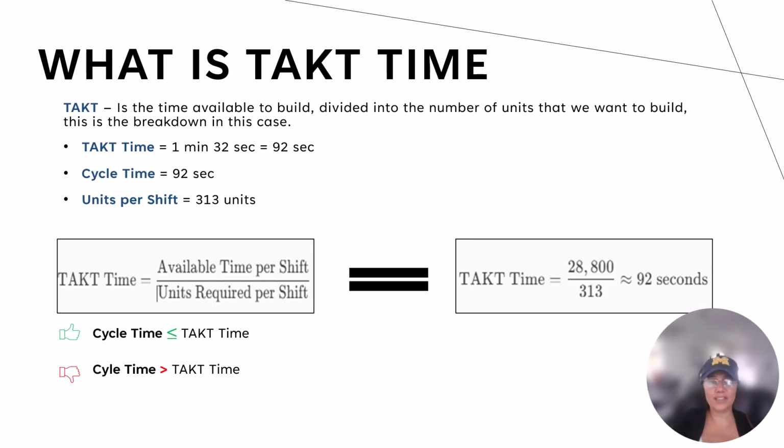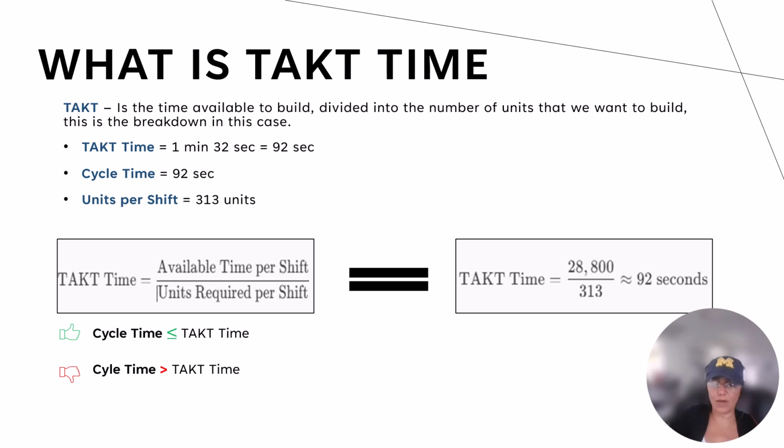All right, so to get started, we're gonna walk through what exactly is a takt time real quick. So let's get started by explaining it. Takt time is the available time to build, divided into the number of units that we want to build. And as you can see on the screen, this is a breakdown. In this case, the takt time is 1 minute and 32 seconds, which equals 92 seconds.